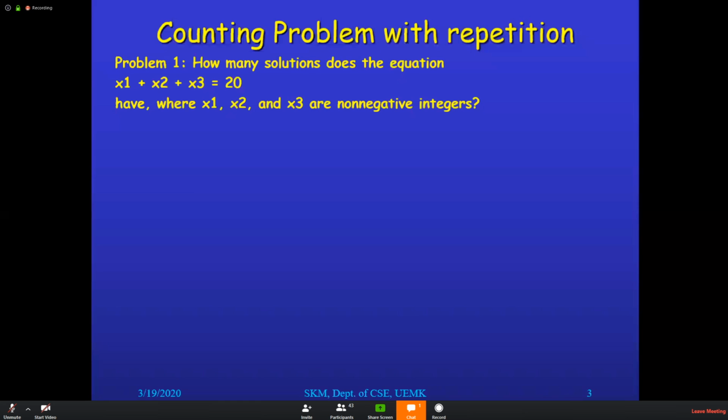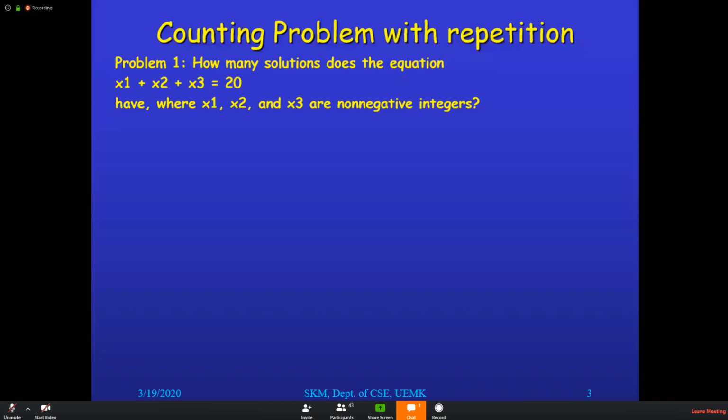Because that means the order dependency is not a matter. Absolutely. So either x2 I am giving first, or x1 I am considering third. That's why order is not important. That's why it is a combination. Absolutely correct. So this is a problem based on combination.